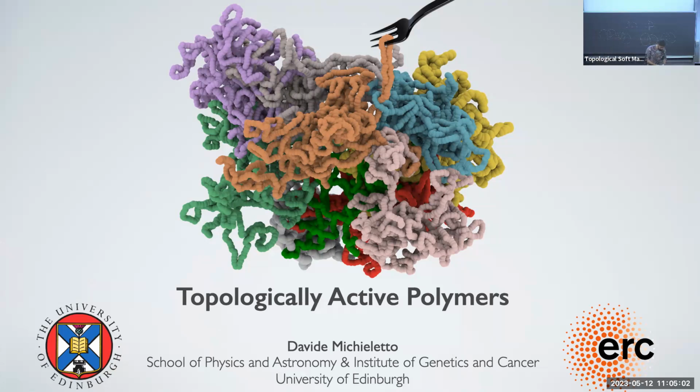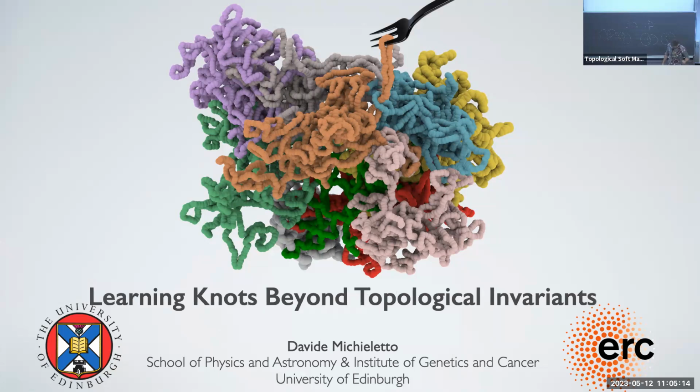So my talk is going to be a little bit different from what I put in the abstract, because I wasn't really sure what to talk about. There are a few things going on in the lab, and I'll say a few things about kinetoplast, but I also want to talk to you about machine learning of knots beyond topological invariance, which is something that came up more recently, and we've been thinking about it for, well, not so long a time. And I want to hear the opinion of people in the room about this. So here it goes.